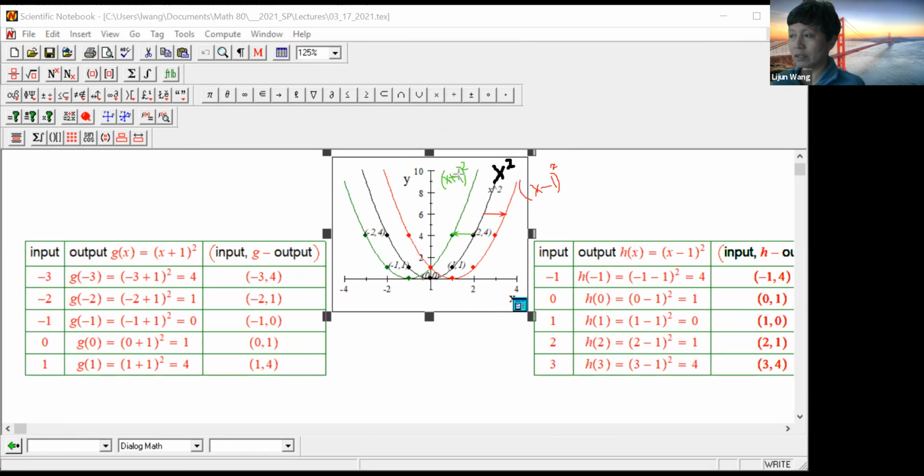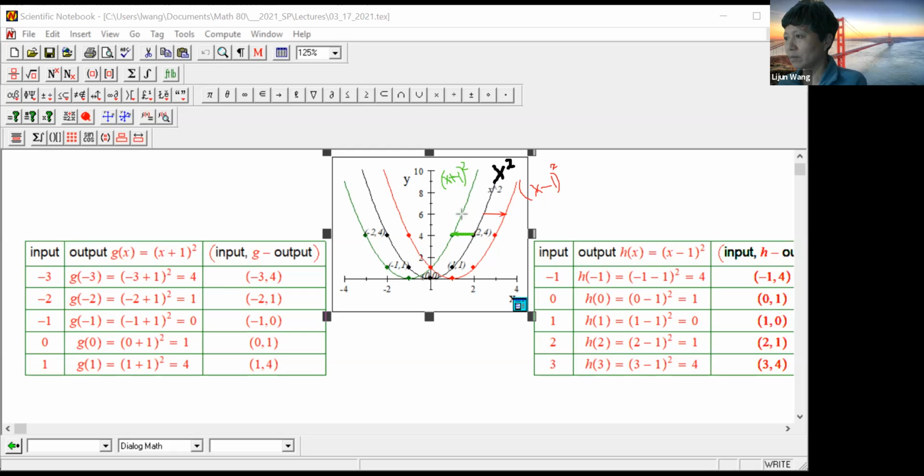And the difference is that this is x plus 1, this is x minus 1. x plus 1, and then square, you shift to the left. x minus 1, you shift to the right. Make sense? Now, let's look at how much is being shifted. From the black to the green, the shifting is horizontal. How many units do you think that is?